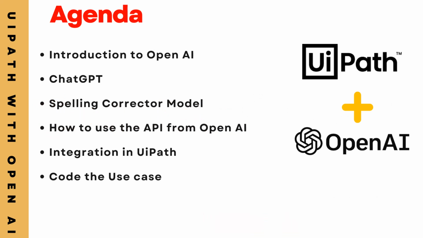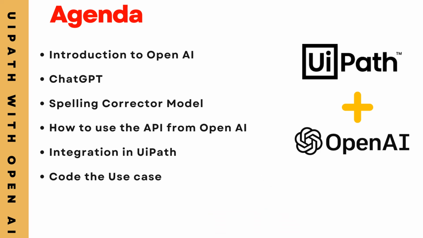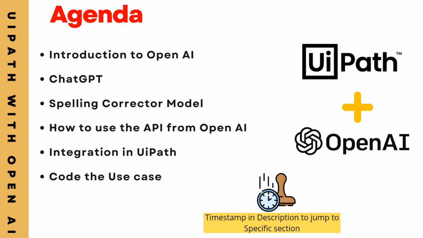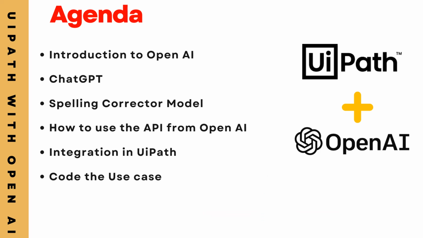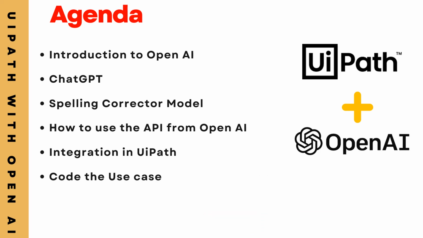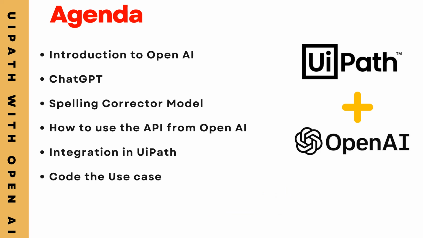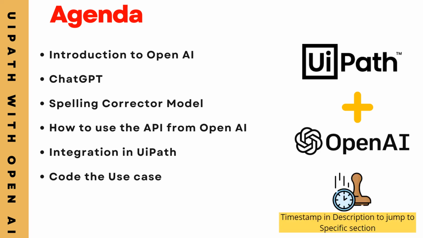This would be our agenda. I am going to introduce you to OpenAI in case you are new to this OpenAI thing. I am going to show you a popular product of OpenAI which is called ChatGPT and some of its capabilities. To do the integration, I have selected a model which is called the spelling corrector model. Again, that is from OpenAI itself. I am going to show you how you can use the API, where to get the keys, and how you integrate the same in UiPath Studio.